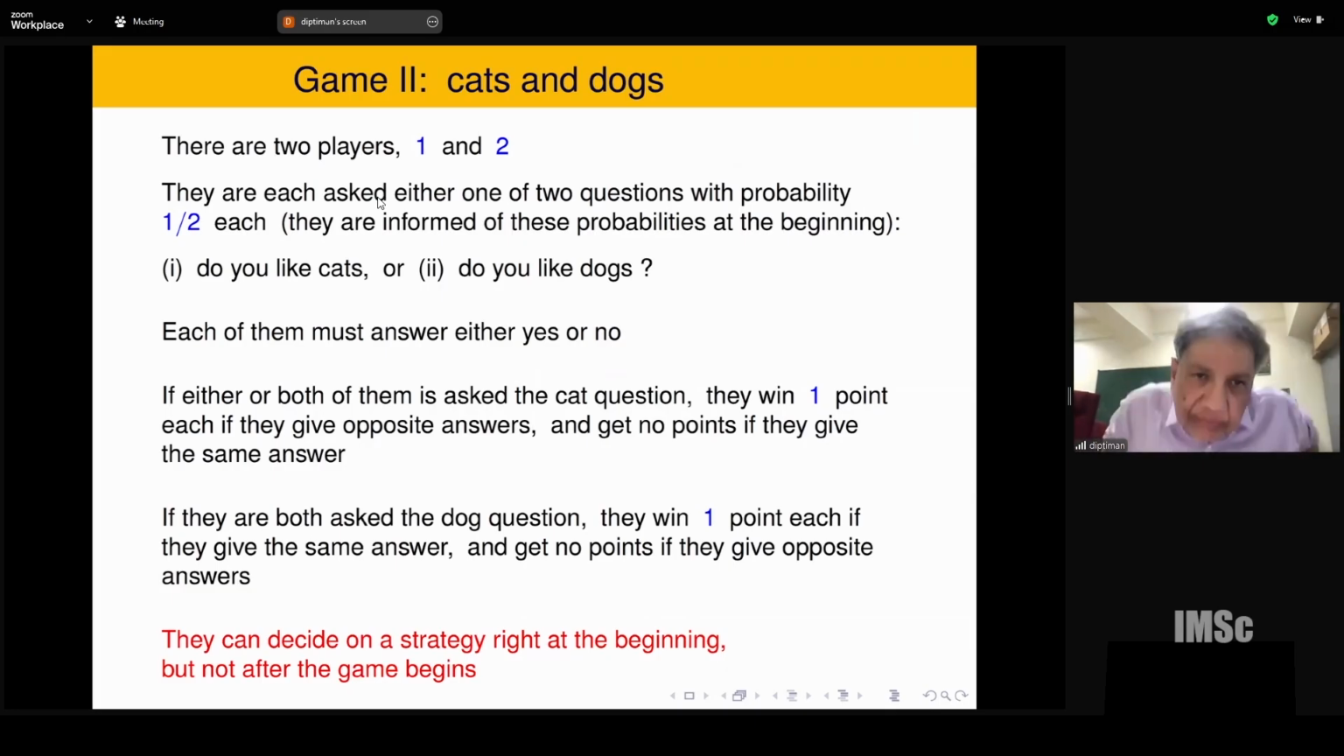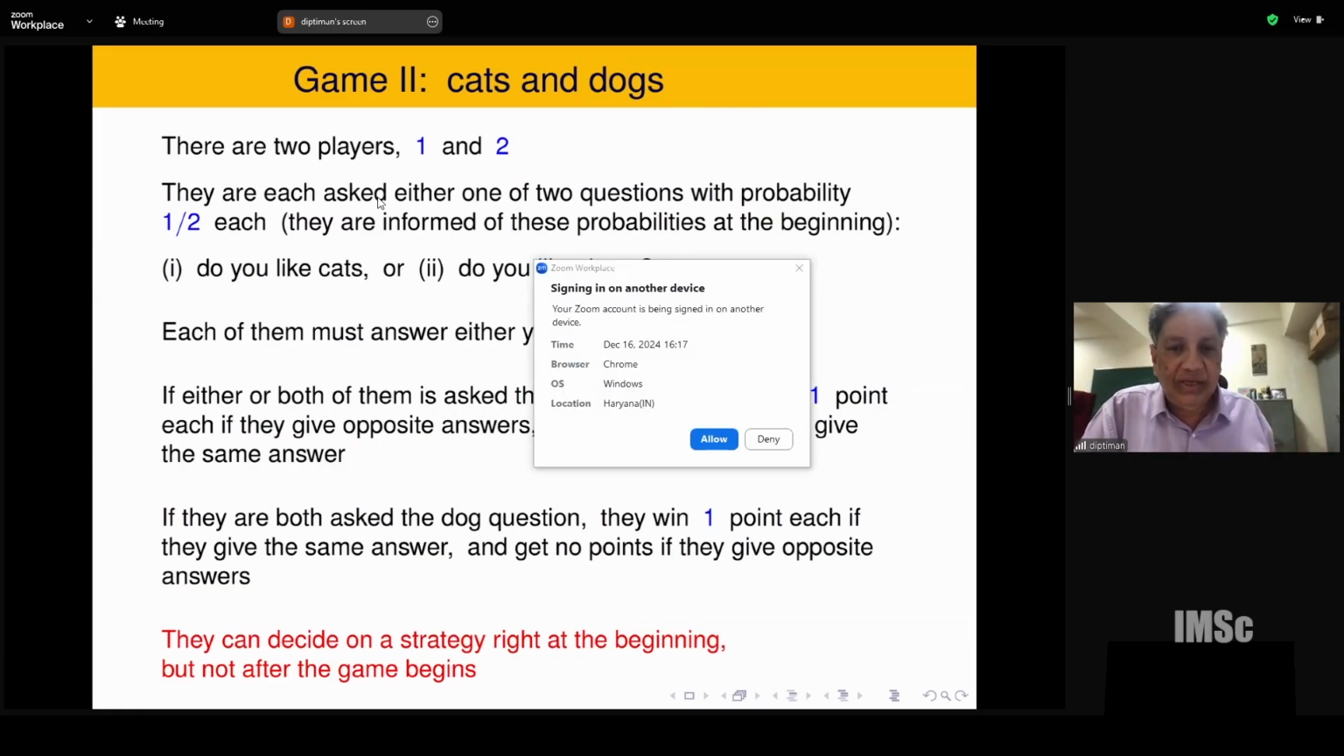So the referee asks player 1, do you like cats? And the player has to say yes or no. Or the referee can ask, do you like dogs? And the player has to say yes or no. Then the referee goes to player 2 and again asks one of the 2 questions. And player 2 also has to say yes or no. And the referee can switch around the questions.